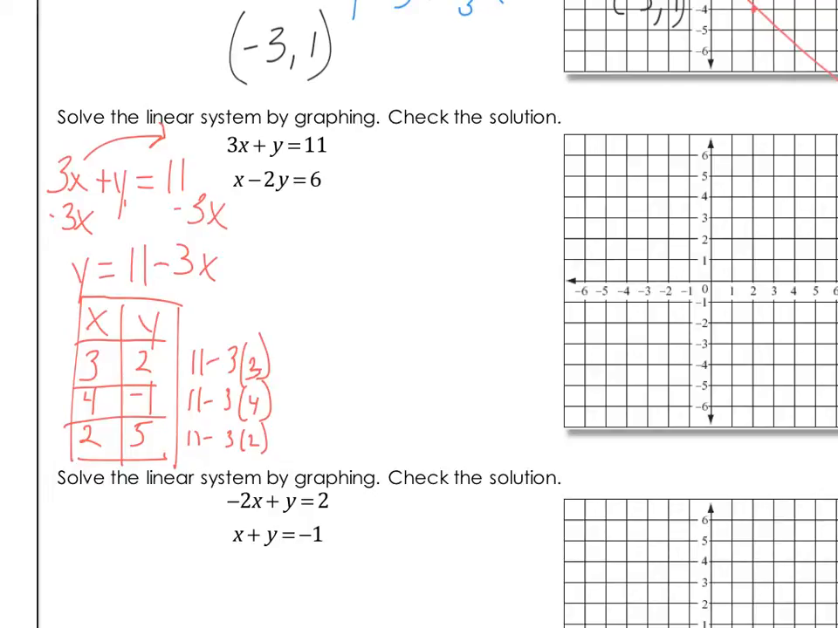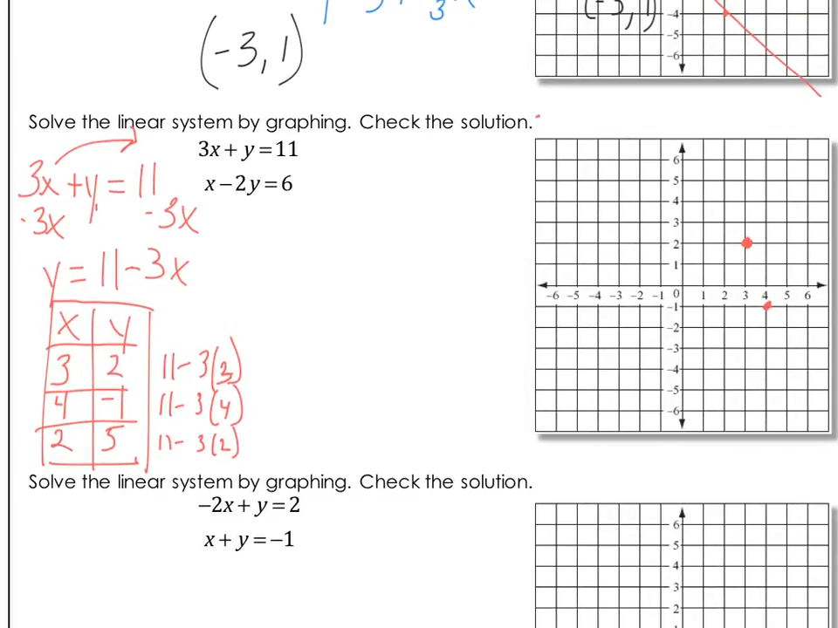If x is 3, okay, like we see over here, if x is 3, y is 2. All I did was take 11 minus whatever 3 times my x number is, right? 3 times 3 is 9, so 11 minus 9 is 2. So now I've got a couple points that I can plot. So 3 and 2, right about here, 4 and negative 1. All right, so now we've got a couple points that we can plot.